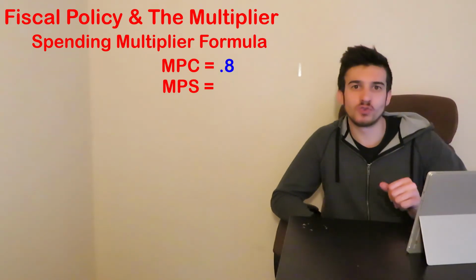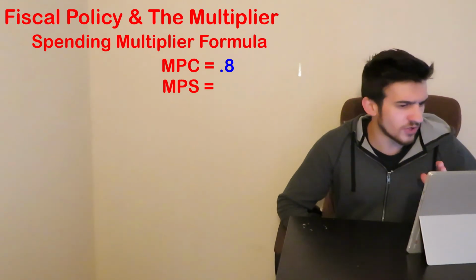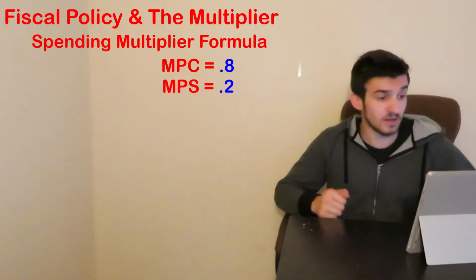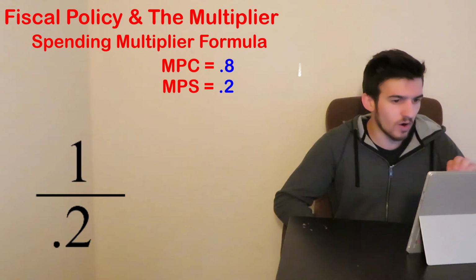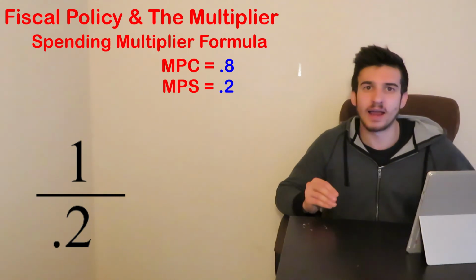Now I want you to assume that our marginal propensity to consume is 0.8. So if 0.8 is our marginal propensity to consume, what is going to be our marginal propensity to save? It's going to be 0.2. So we solve for our formula and do 1 over our marginal propensity to save, which would be 0.2, and we get a spending multiplier of 5.